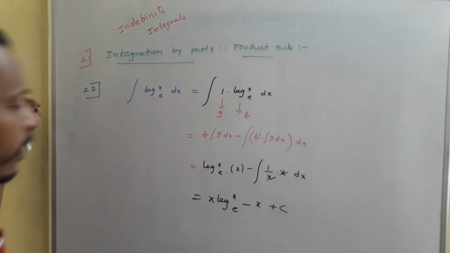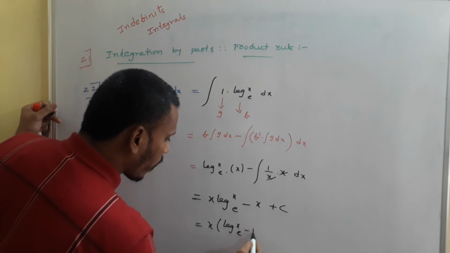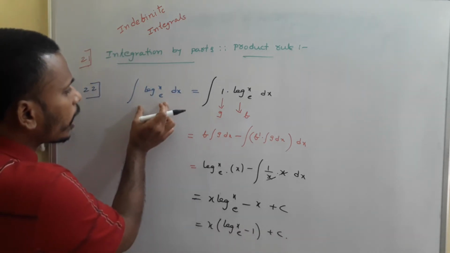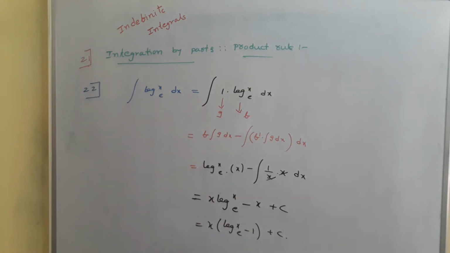So what is this? x into (log x base e minus 1). Okay, x into (log x base e minus 1) plus c. So the integral of log x is x into (log x base e minus 1). So we need to memorize it again as a standard formula, right?